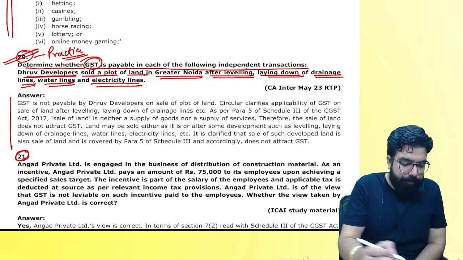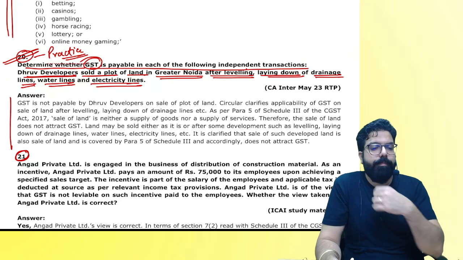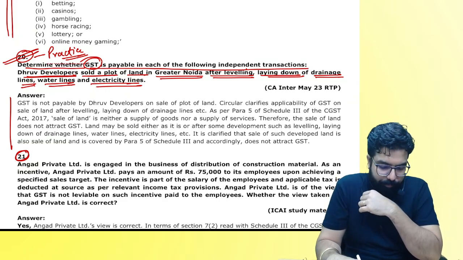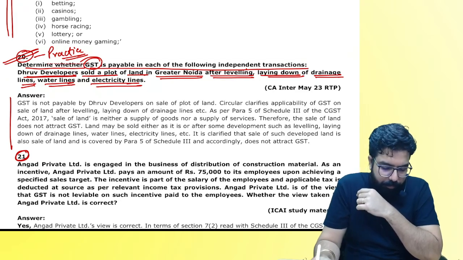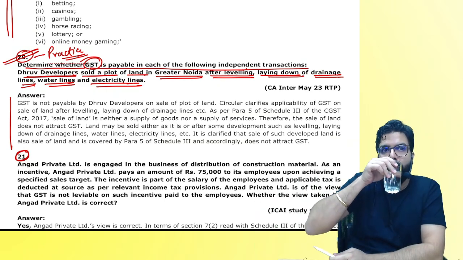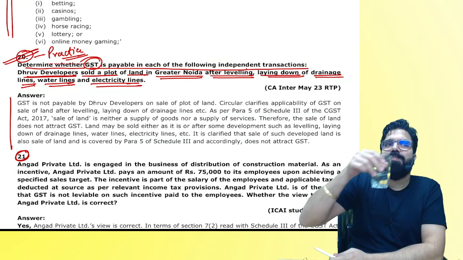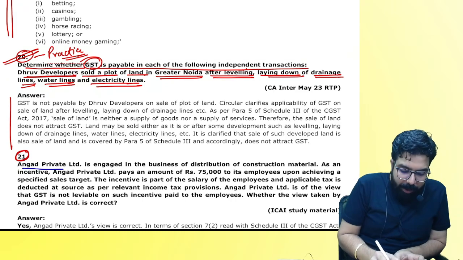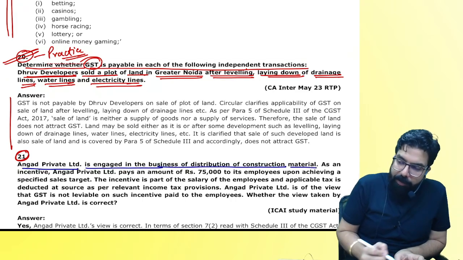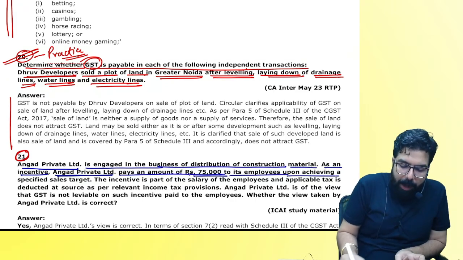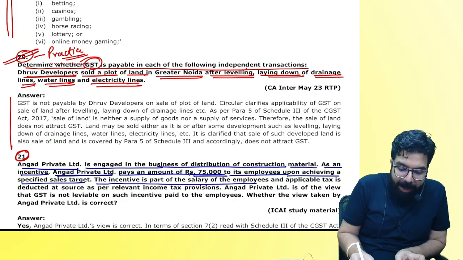Everyone, question number 21. People, question number 21. Read. Everyone over here. Angat Private Limited is engaged in the business of distribution of construction material. As an incentive, Angat Private Limited pays an amount to its employee upon achieving a sales target. The incentive is a part of the salary, and also the tax is deducted as per the relevant income tax provision.